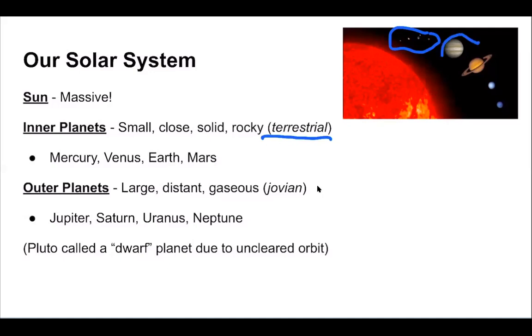And then out here, we have much, much larger planets that are way more distant from each other, appropriately called the outer planets, or sometimes referred to as Jovian planets. That's Jupiter, Saturn, Uranus, and Neptune. I often think of the outer planets as spelling sun, S-U-N, kind of helpful there.